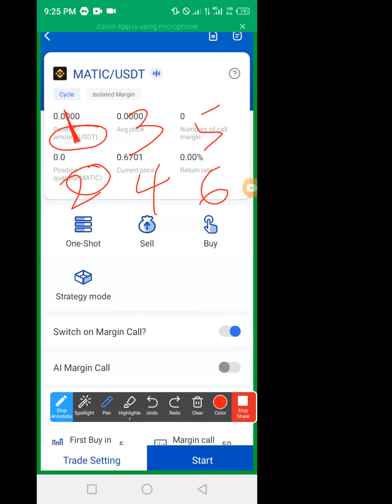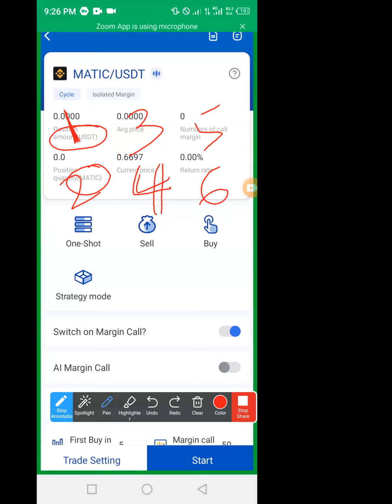How will you know that it has gone higher? For you to know that you are about to sell, always look at number 4. Number 4 is the current price. Current price is the price at which that coin is at. Right now, Matic is at 0.6695.